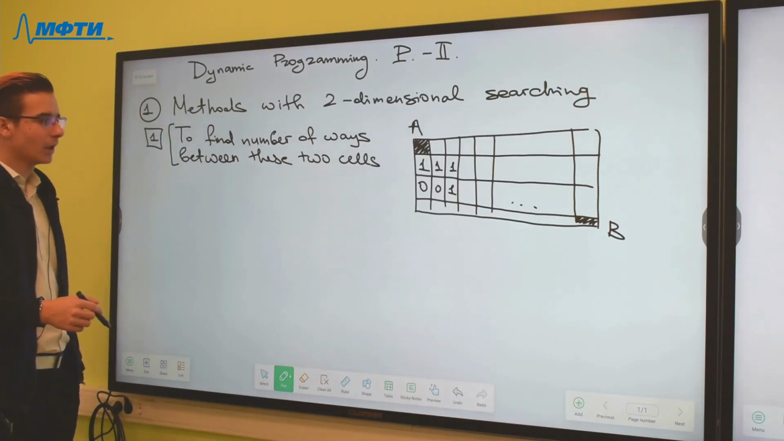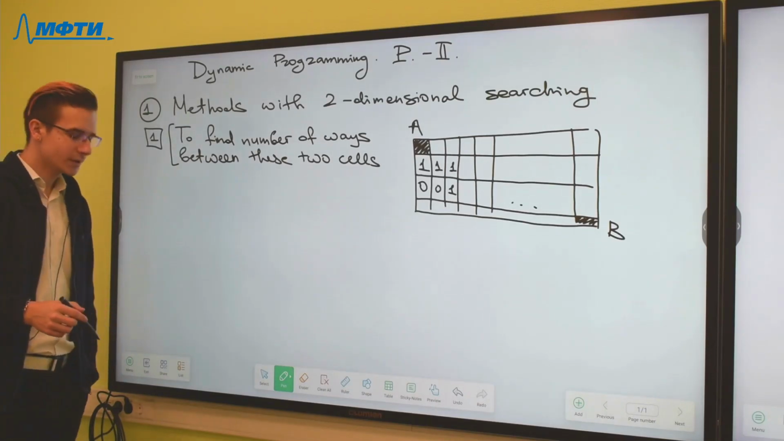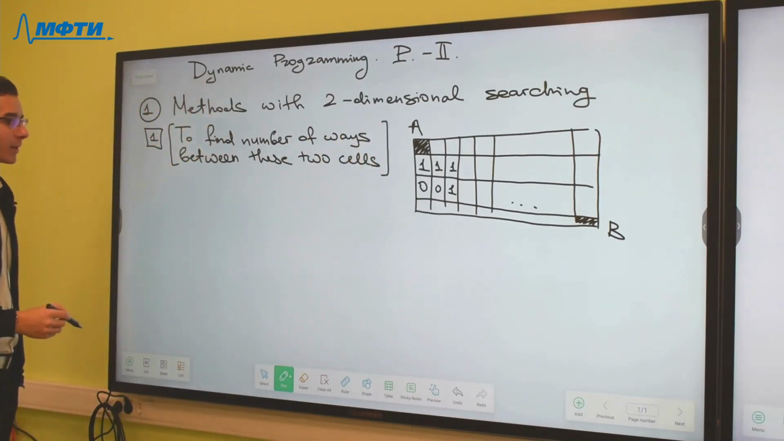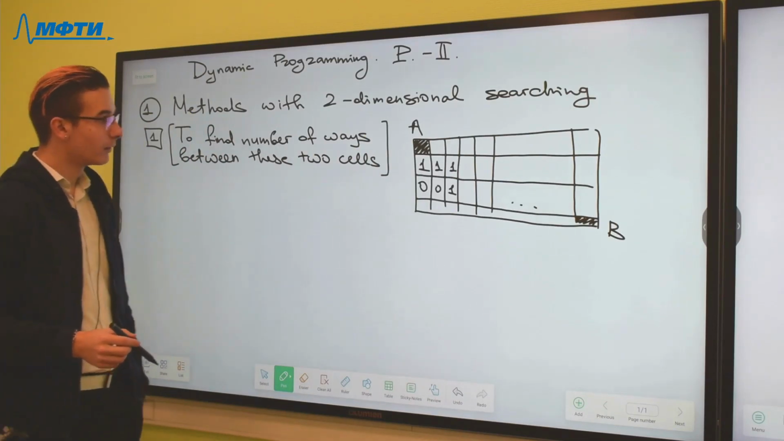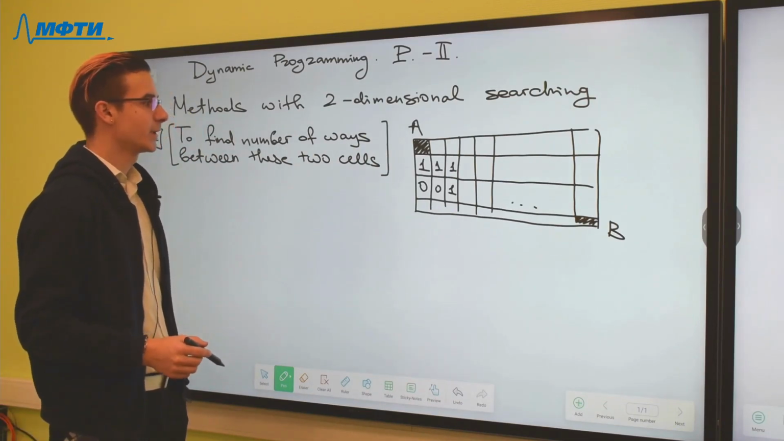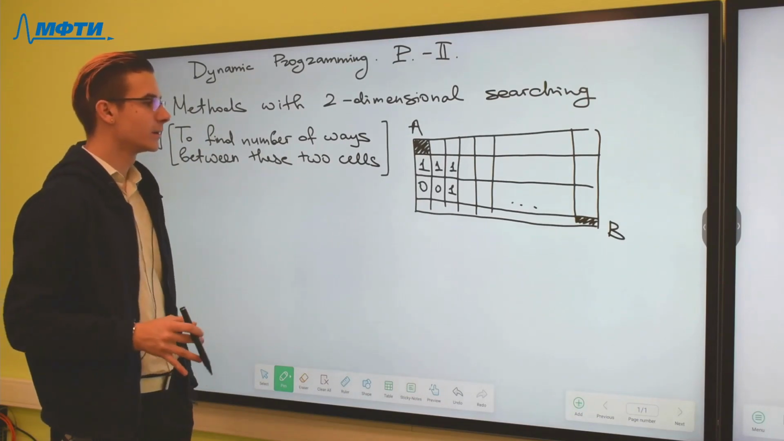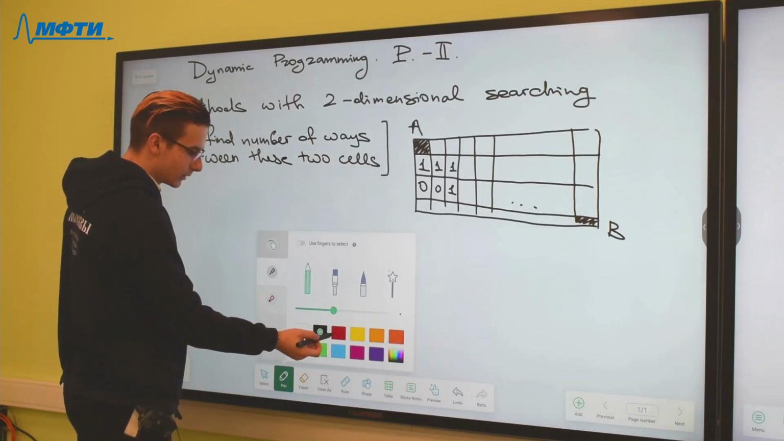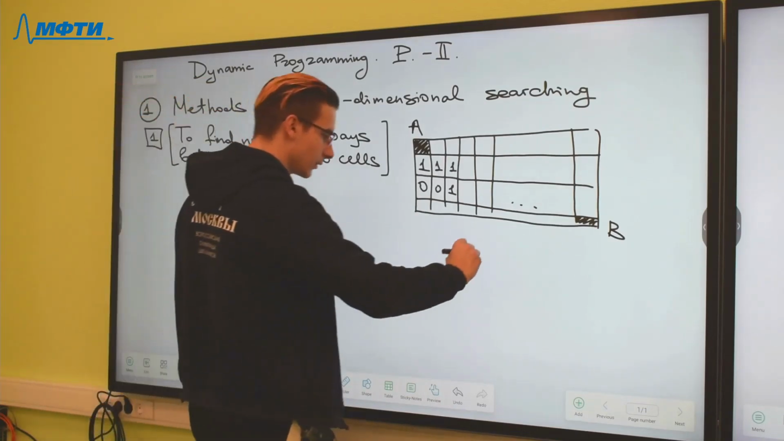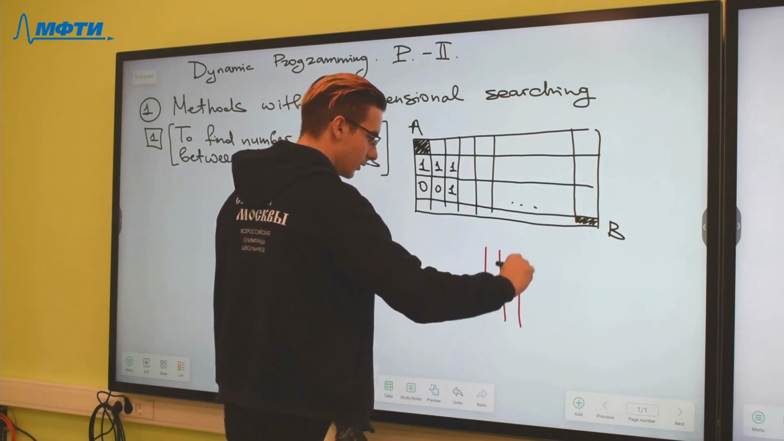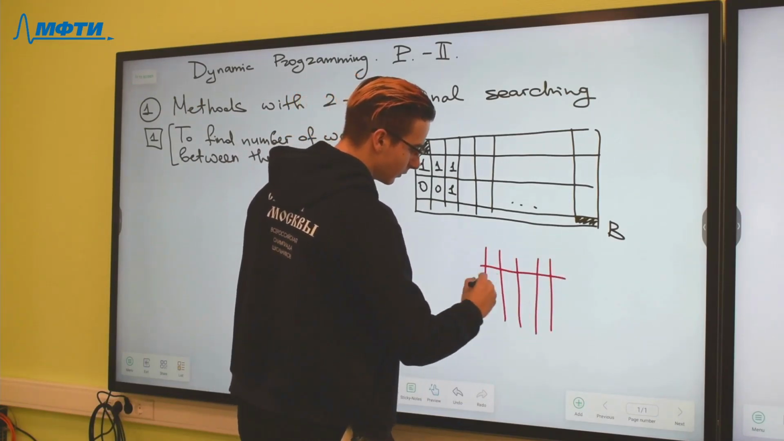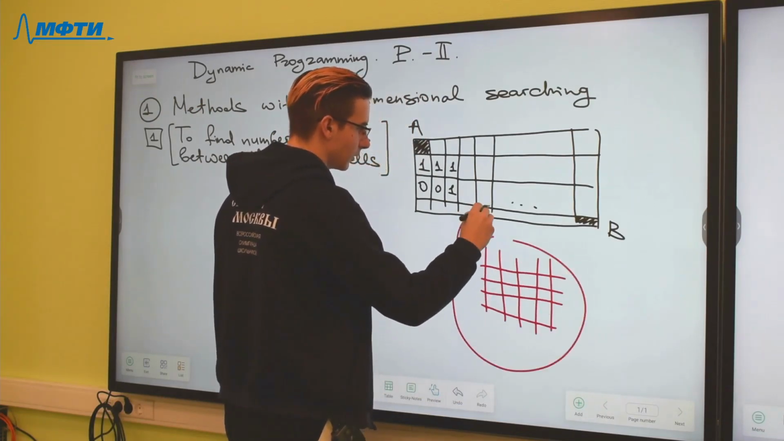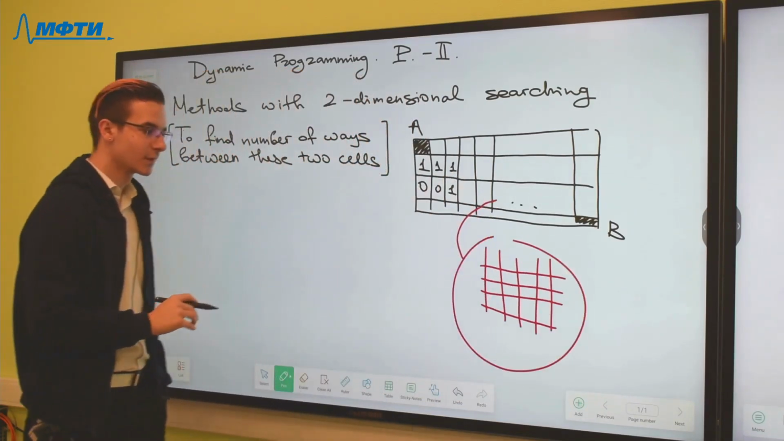And why do we remember it when we talk about dynamic programming? Because, of course, we can separate this task into subtasks. For example, for any cell here, I can draw part of this table.